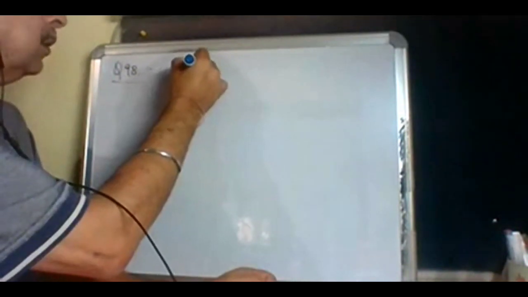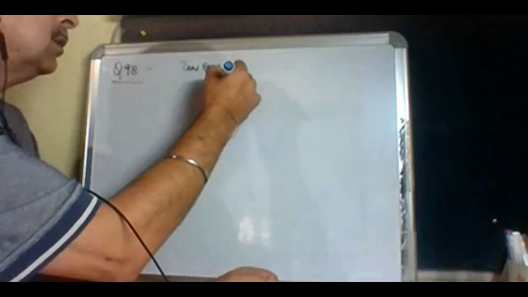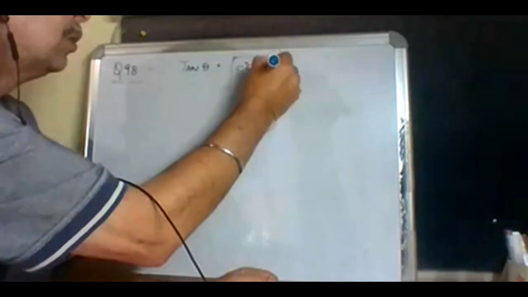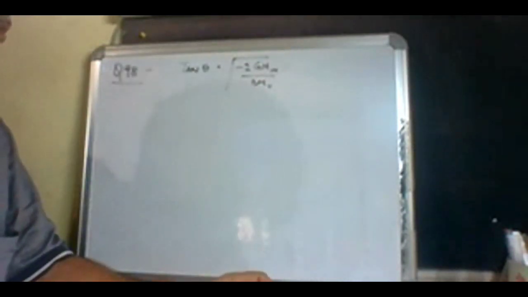The formula for angle of Loll is tan theta is equal to root of minus 2 GM initial over BMT. That's where the GM initial is the negative GM. So the GM is the negative initial GM.